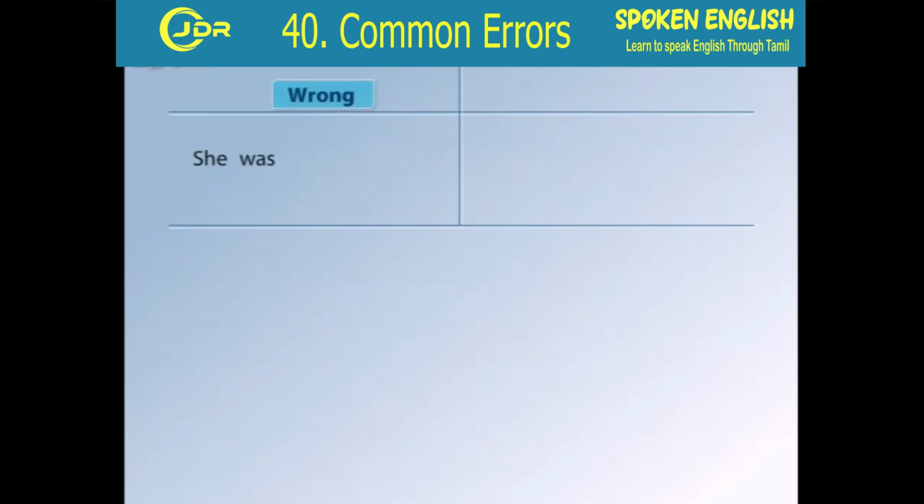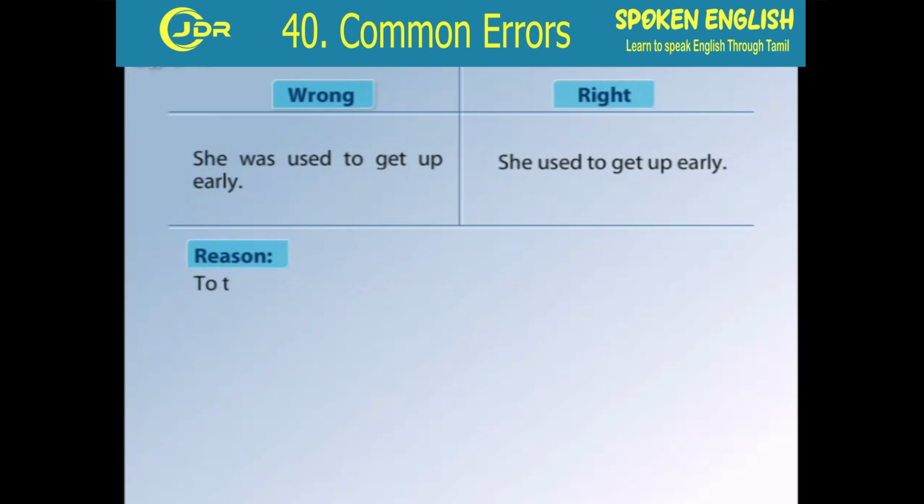Wrong. She was used to get up early. Right. She used to get up early. Reason. To talk about a past habit, use used to plus present tense verb.